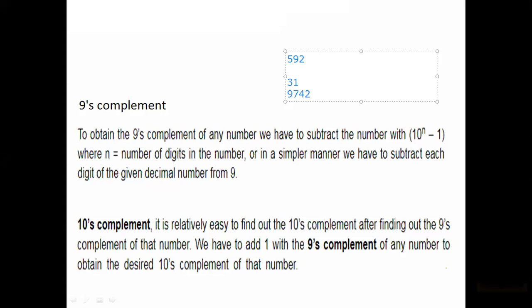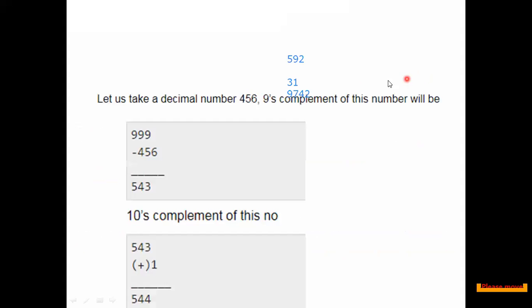Next, 10's complement means after finding the 9's complement, if you add 1 to the 9's complement of the number, then we get the 10's complement. How to do it? Take one example. Let us take the decimal number 456. This is the given number.